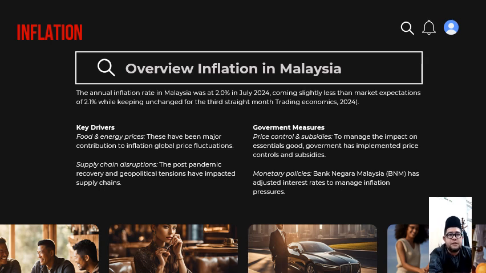The key drivers are food and energy prices, which have been major contributors to inflation, along with global price fluctuations. Other than that is supply chain disruption. Post-pandemic recovery and geopolitical tension have impacted supply chains. Then there are government measures: price control and subsidies to manage the impact on essential goods. That is why the government in Malaysia introduced a lot of programs that help society. And also the monetary policy from Bank Negara itself, BNM adjusted interest rates to manage inflation pressure.